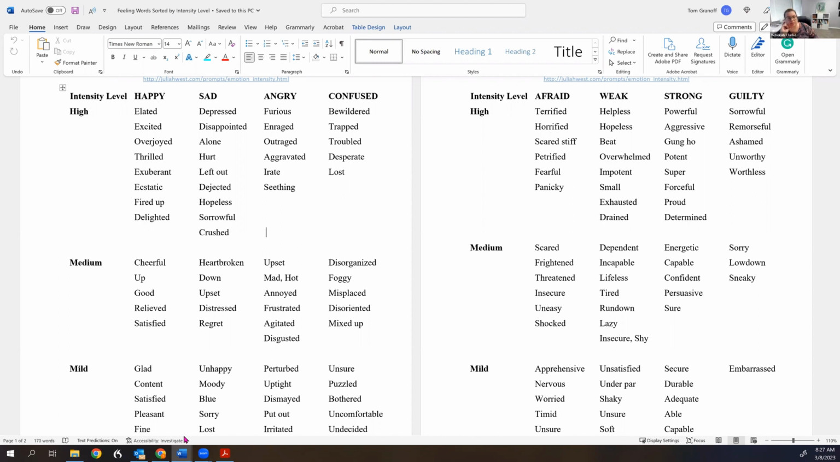Right. But if you provide a prompt and say, tell me a little bit more about what it felt like to be furious. Right. What does that mean? What prompted that? Where did that feeling come from? Then they can pinpoint, and that's where you get the longer answer.